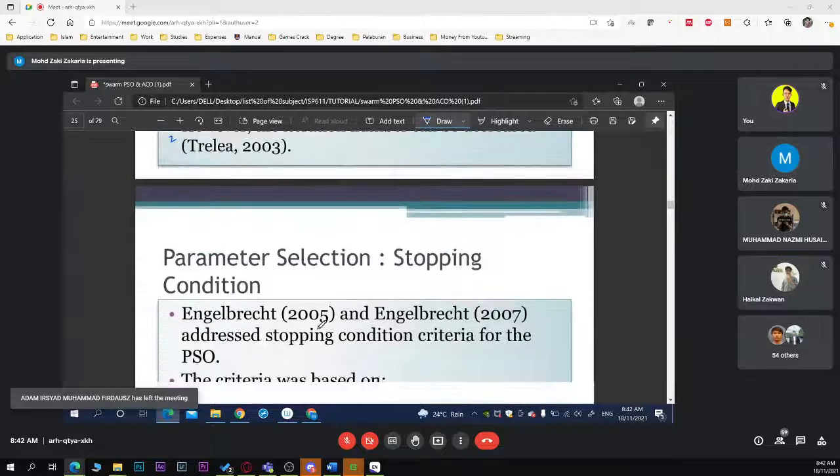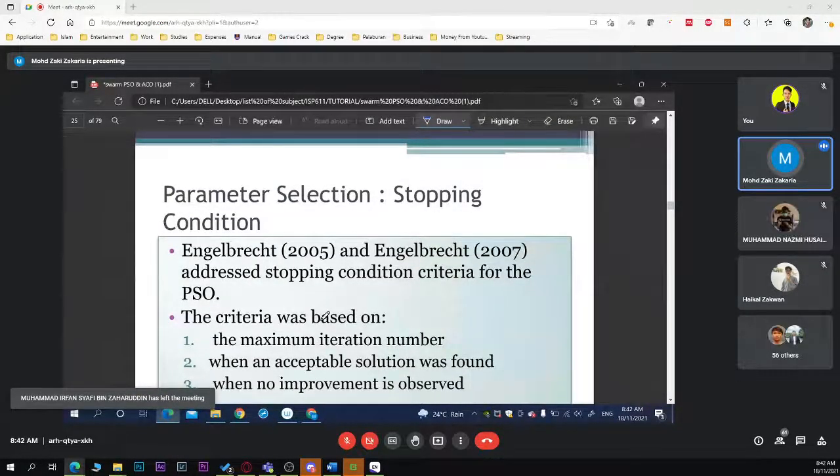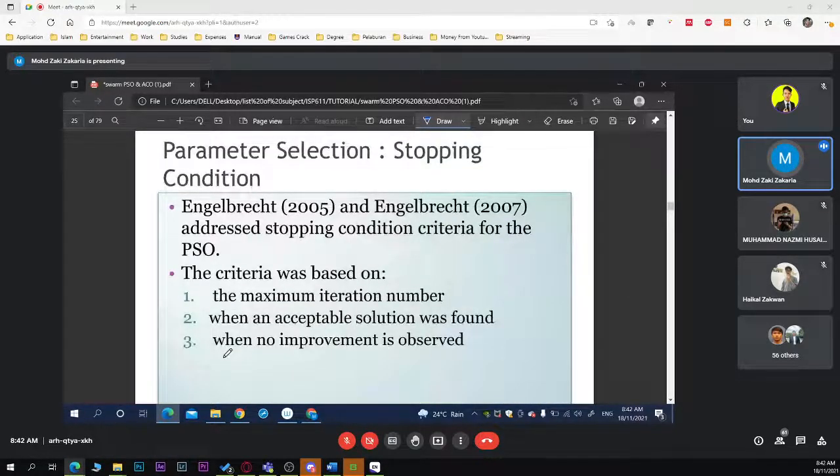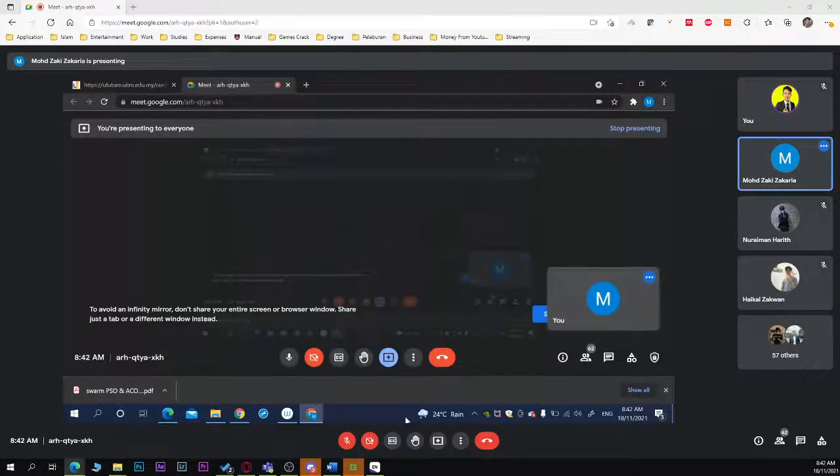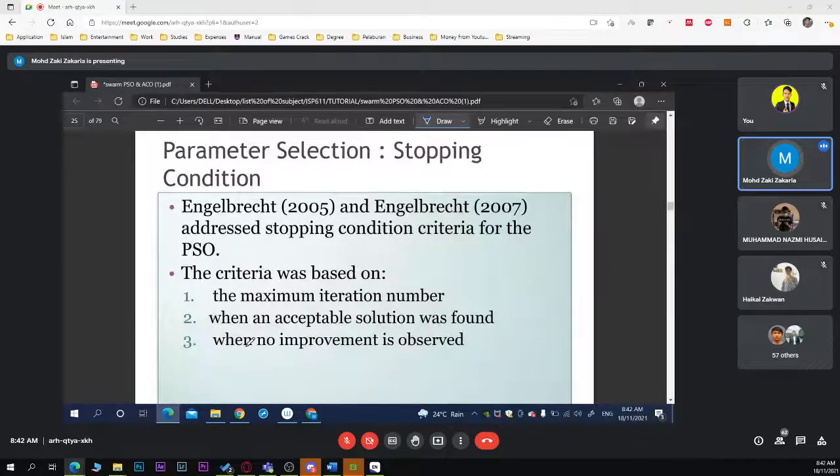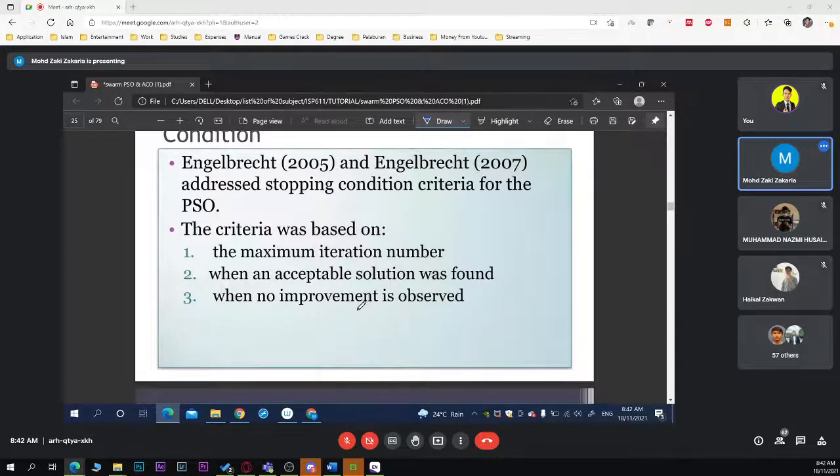Yes, sir. Yeah. And then parameter control, parameter selection, stopping condition. So how to decide the number of iteration? How to decide? Macam mana dia nak follow PSO punya teori after this. And then the criteria for the number of iteration: the maximum iteration number when an acceptable solution was found and no improvement is observed. No improvement is observed means no improvement lah, the value of the fitness function is just the maximum value. So for number of iteration, the same value we get. So we can stop lah the number of iteration.